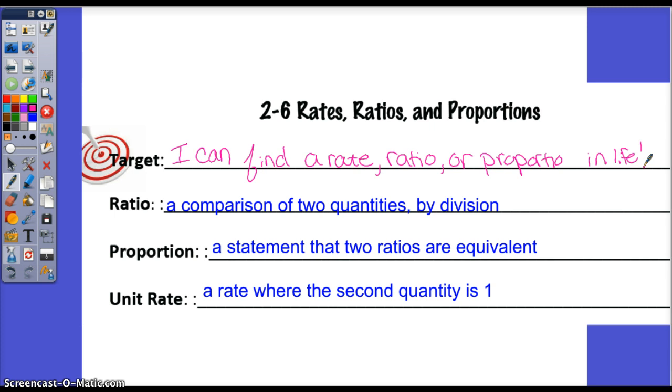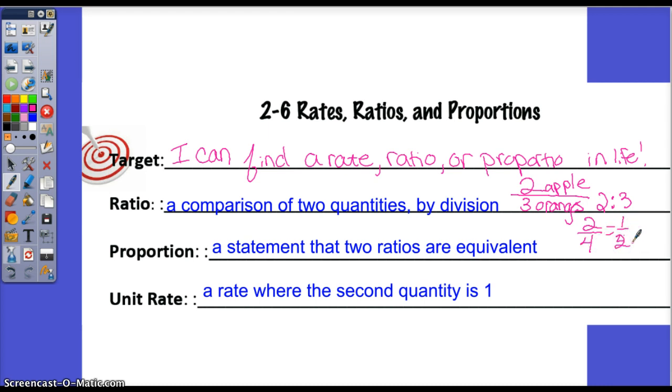So a ratio is a comparison of two quantities by division. When you see a ratio, you might say that there are 2 apples compared to 3 oranges. You sometimes might see it with a colon, 2 to 3, but notice it's simplified. If you had 2 to 4, you would have to simplify it to 1 to 2.